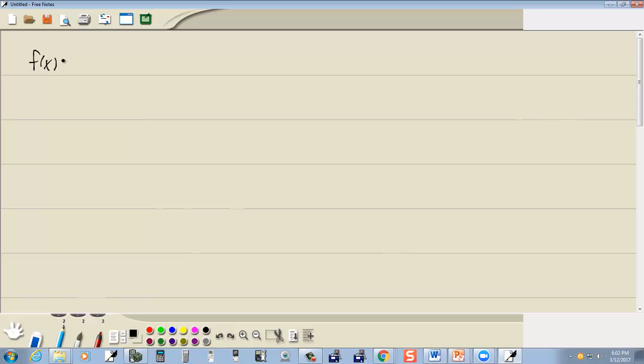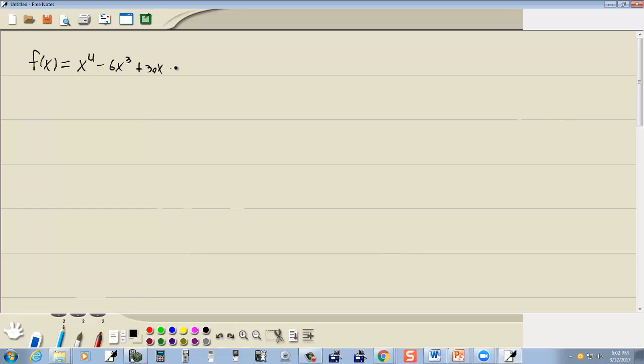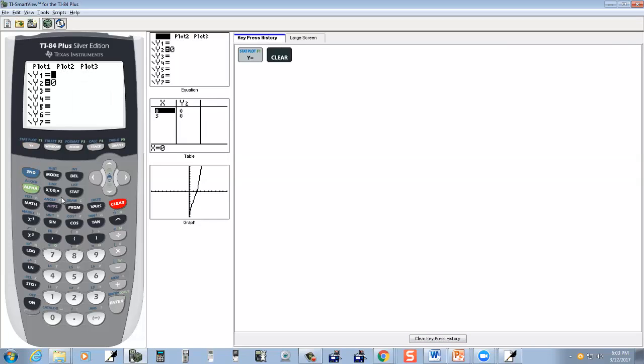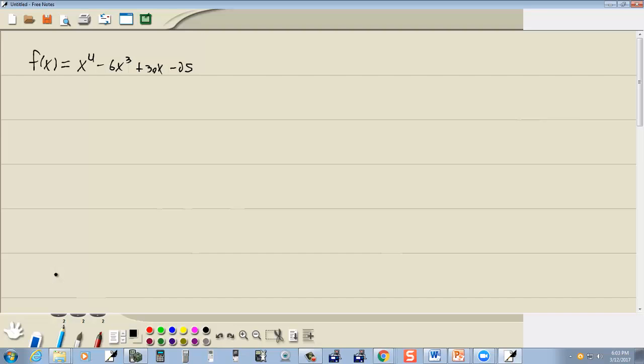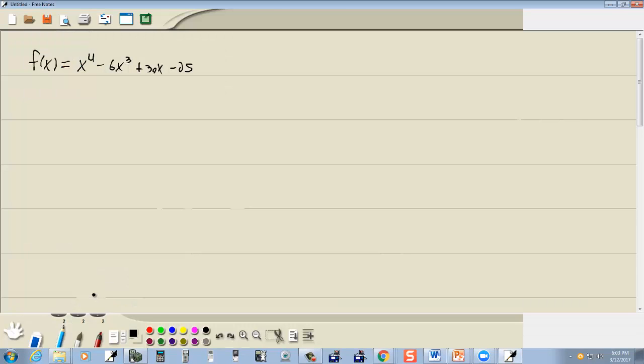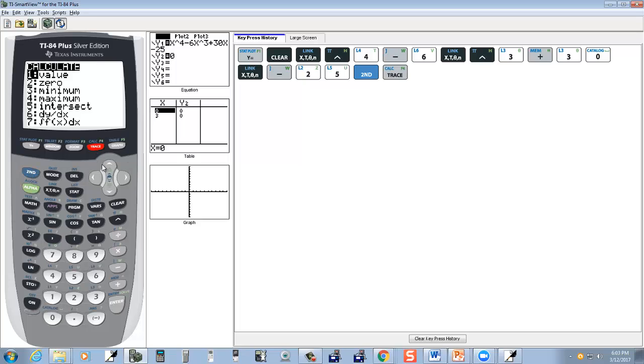Okay, so we got f of x is equal to x to the fourth minus 6x to the third plus 30x minus 25. Well, let's first go to the calculator and see what kind of answers we can come up with. So go to y equals, clear, x to the 4th minus 6x to the third plus 30x minus 25. And we still have a 0 on y2, so that has to be there. So let's do second trace, choose intersect, 5.